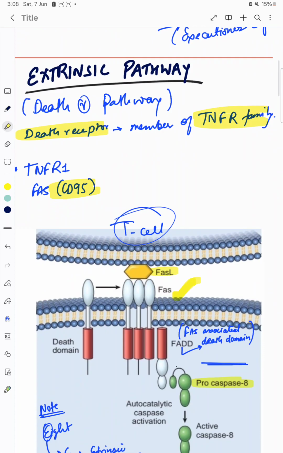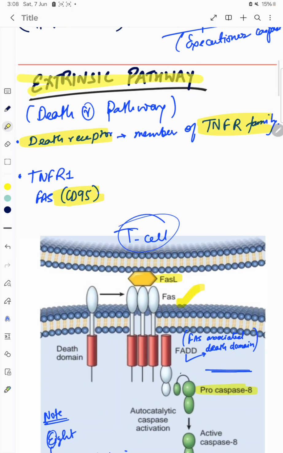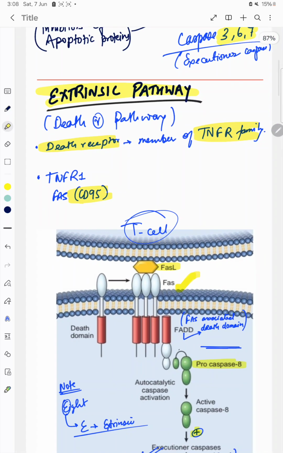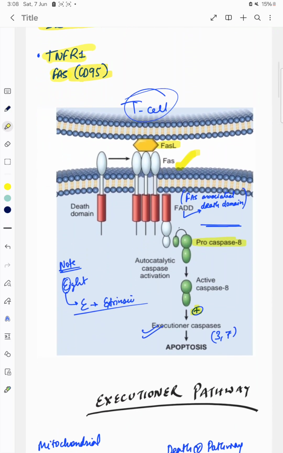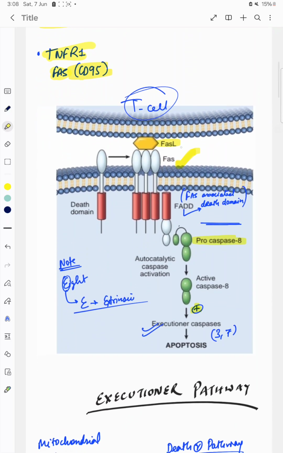Now we will see the extrinsic pathway or death receptor pathway. Death receptors are members of the TNF receptor family: TNF receptor 1 and FAS, also known as CD95. These FAS ligands are present on the T cells, which react with the FAS receptors.